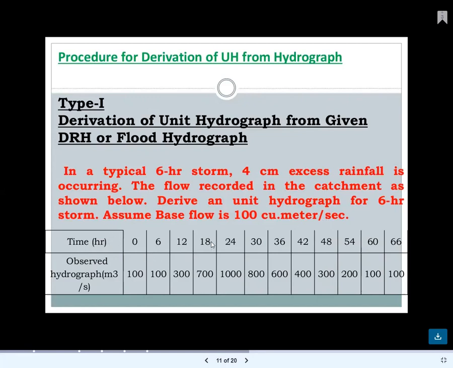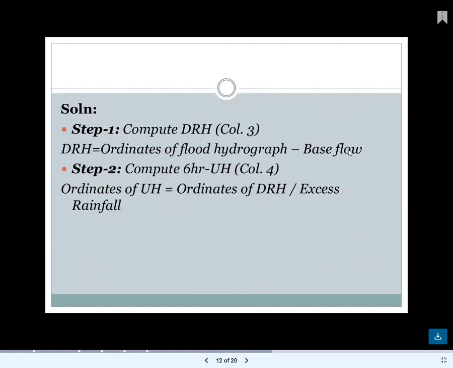Time is given as shown in the diagram, in hours, and the observed hydrograph, that is discharge in meter cube per second, is given from 0 to 66 hours. The discharge is given as 100, 300, 700, 1000, 800, 600, 400, 300, 200, 100, 100, respectively. So time is with a gap of 6 hours. Okay, so here we proceed to the next, the solution.